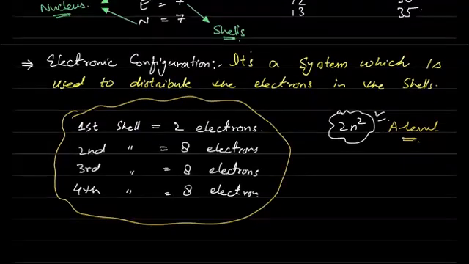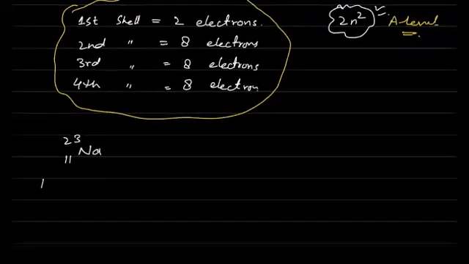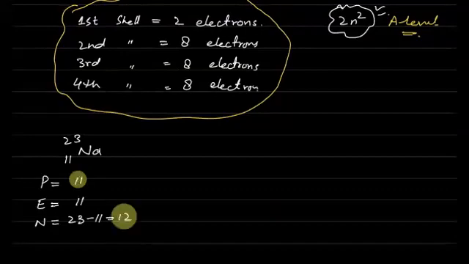Now, take sodium, with atomic number 11 and mass number 23. How can we draw the structure of the atom? The very first thing is to find the number of protons, electrons, and neutrons. Protons are 11. Electrons are also 11. And neutrons are 23 minus 11, so there are 12 neutrons. The protons and neutrons will be inside the nucleus. So this is the nucleus, which contains 11 protons and 12 neutrons.